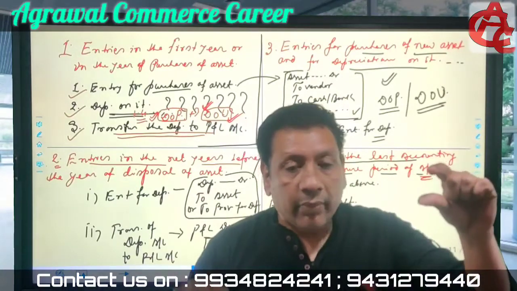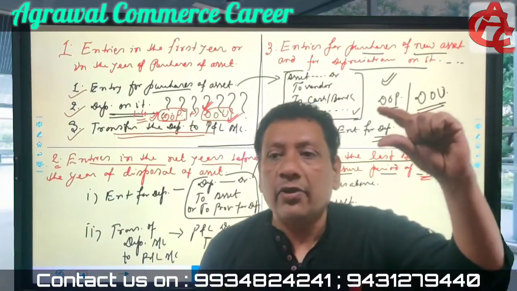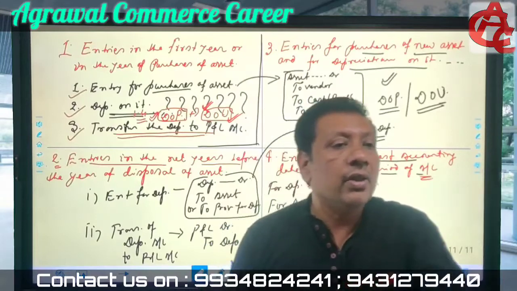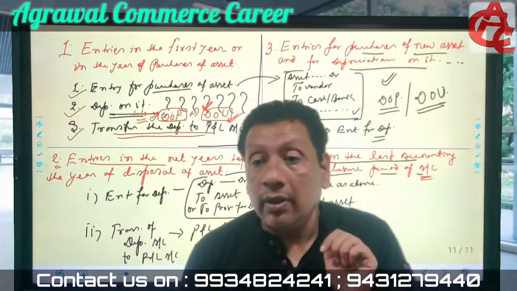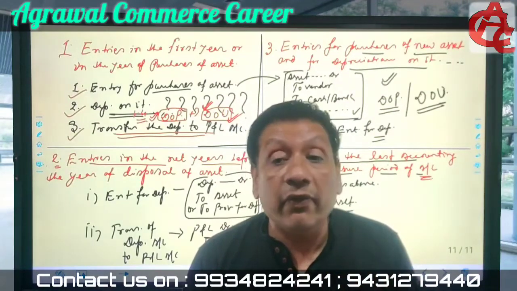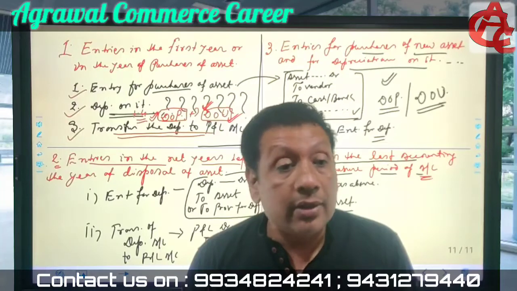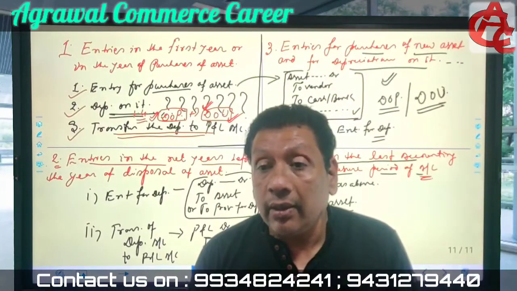Cost of assets minus total depreciation up to the date of sale. Cost of assets 1,20,000, 60,000 is total depreciation up to the date of sale. So written down value is 60,000. Okay. And you have sold that asset for 55,000. So there is a loss of 5,000, and that loss will be recorded.